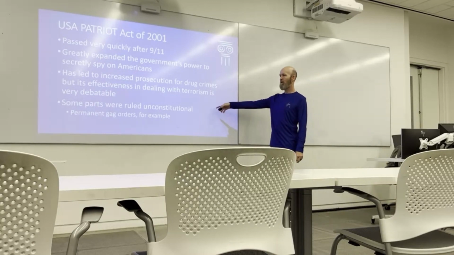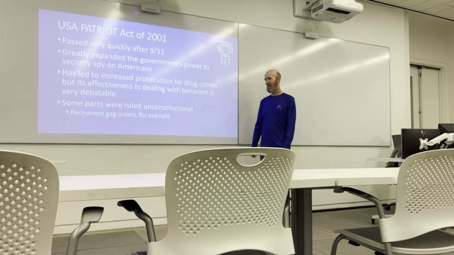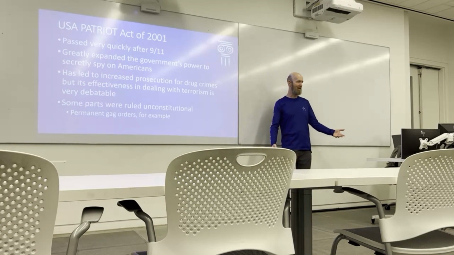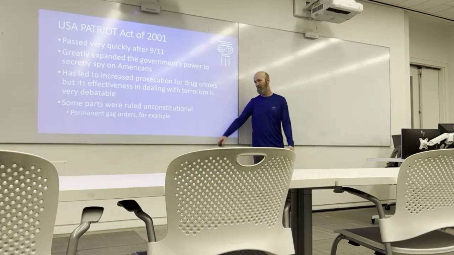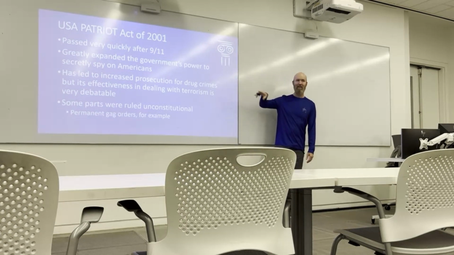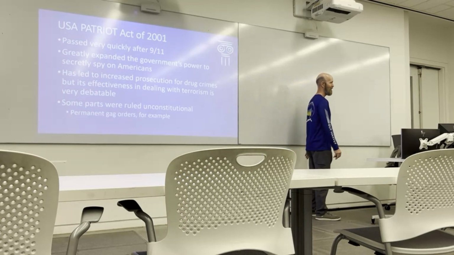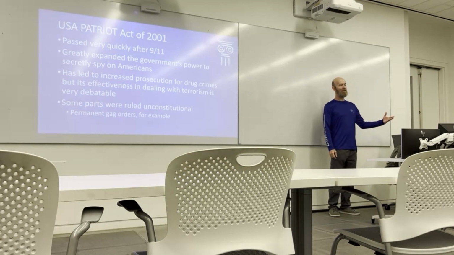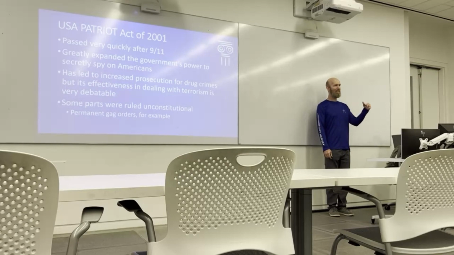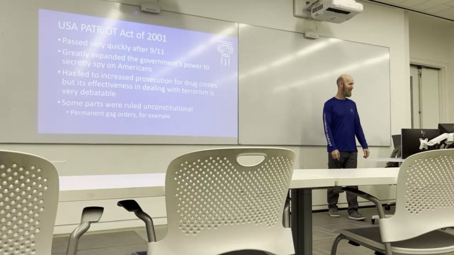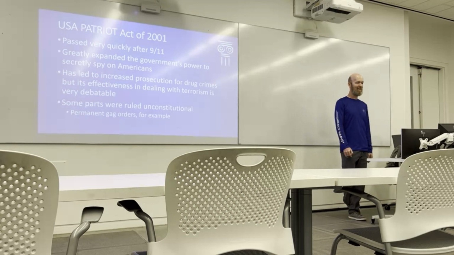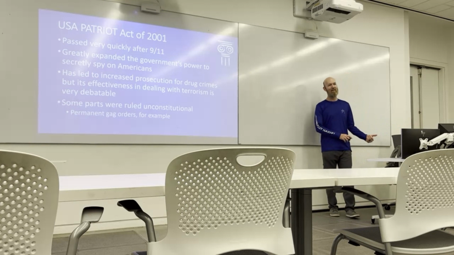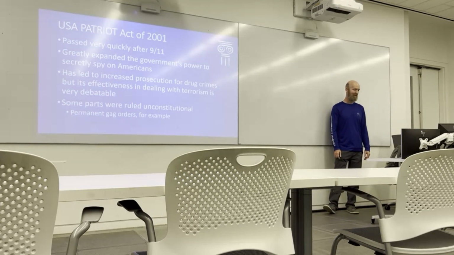And some parts of it were ruled unconstitutional. You don't need to know the details, but as an example, one part was permanent gag orders, where the government could go to, say, your email provider, demand that they hand over all your emails, but then order them to never tell you that they handed them over. So the person they were getting the information from could never tell anybody that they handed the information to the government.